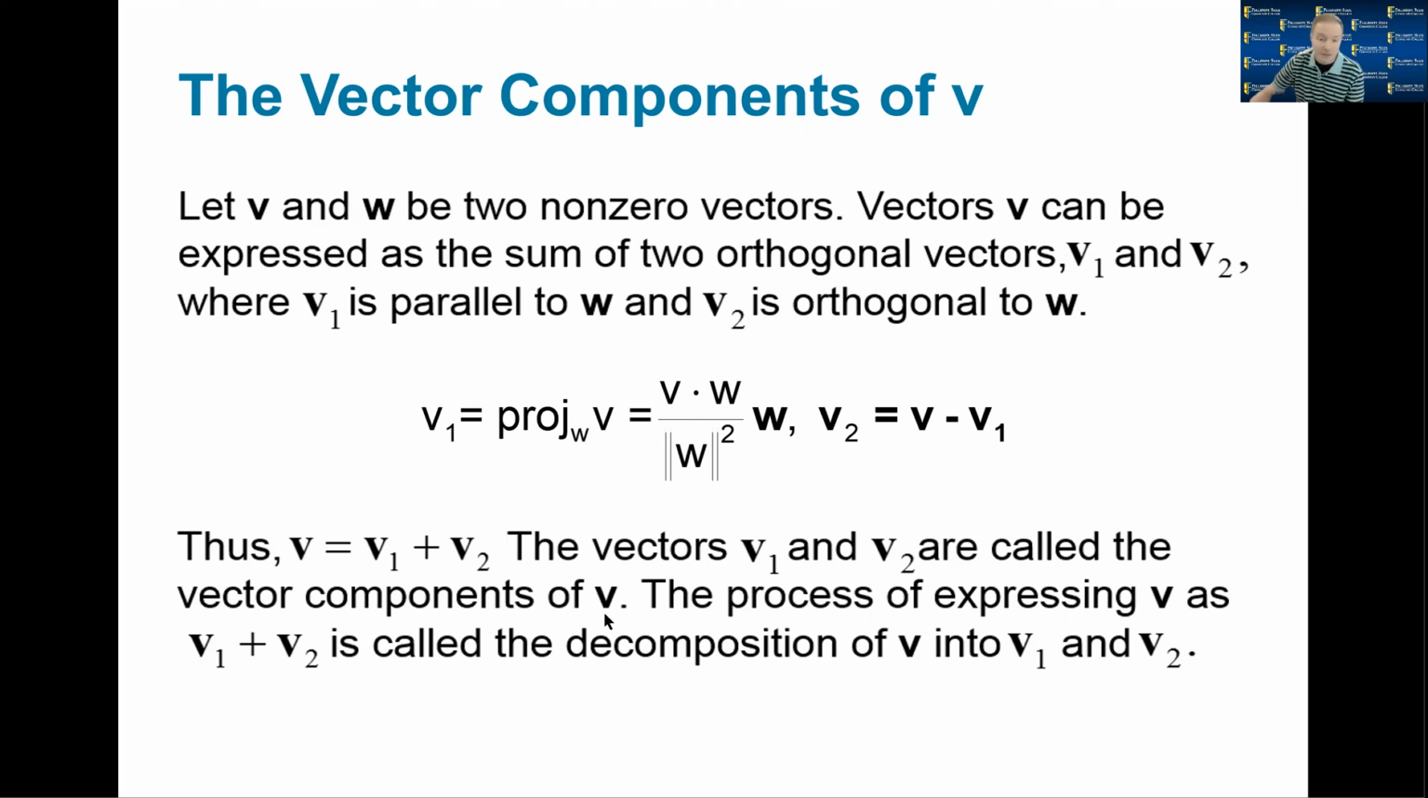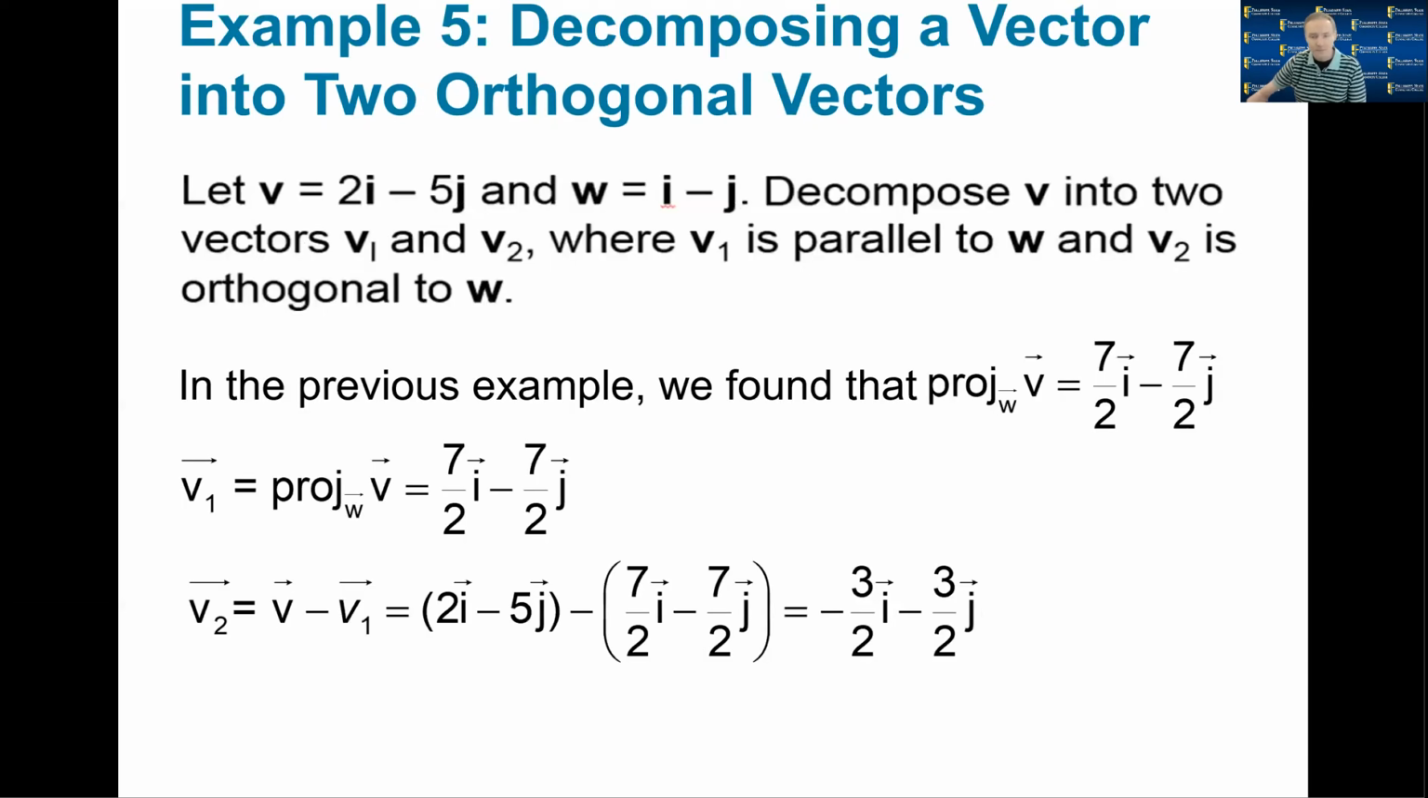So the vectors v1 and v2 are called vector components of v. The first component is the projection of vector v going in vector w's direction. And then the remaining vector is what's left over from v. So it's going to be the vertical movement, which is going to be orthogonal to that vector v1. This process is called decomposing vector v into v1 and v2. Now, let's take a look at a problem like that.